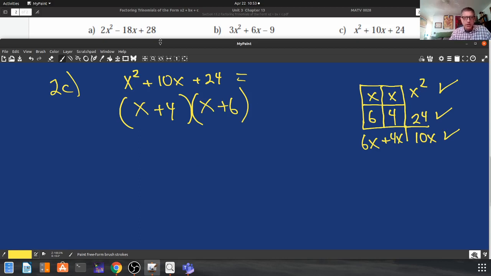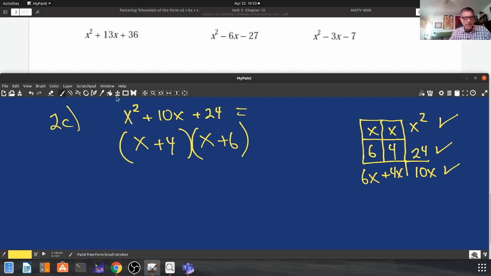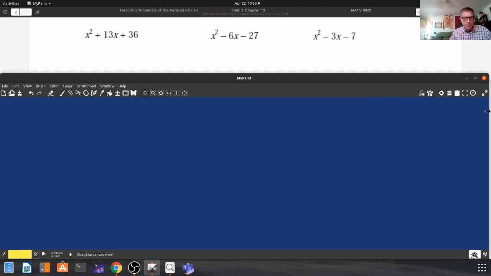Okay, so what I'm going to do now is there's a lot of problems. You need to practice all of these. So I'm not going to work them out, but I'm going to give you the answers in case you want to work these. So x squared plus 13x plus 36 is equal to x plus 4. This is for you to check your answers. Like I said, I'm not working them out.